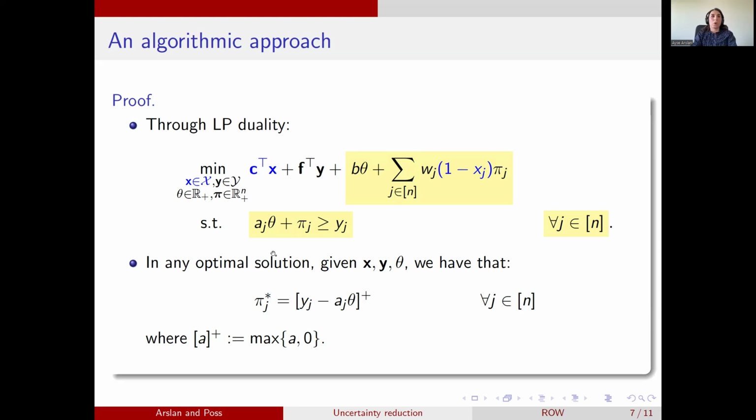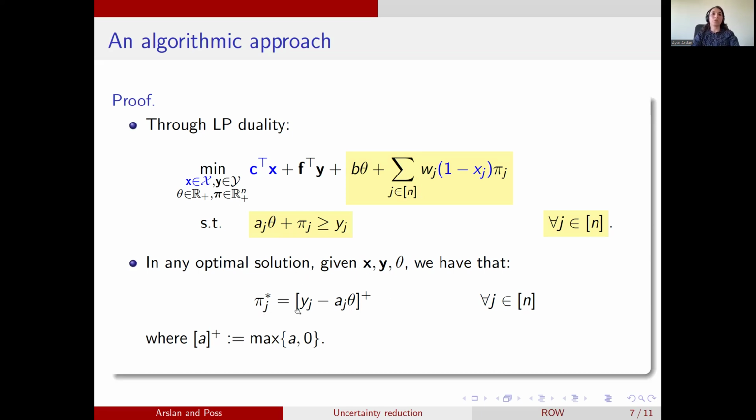Okay, so if we study this kind of constraint and this variable pi j, we'll realize that if x, y, and theta are given, since the cost coefficients of these pi variables are non-negative, these variables will tend to their lower bounds. They will want to be as small as possible. So since each of these variables is lower bounded by yj minus aj theta, either this value is non-negative and so it's lower bounded by it, right? Or this value is negative and so pi j is lower bounded by 0.